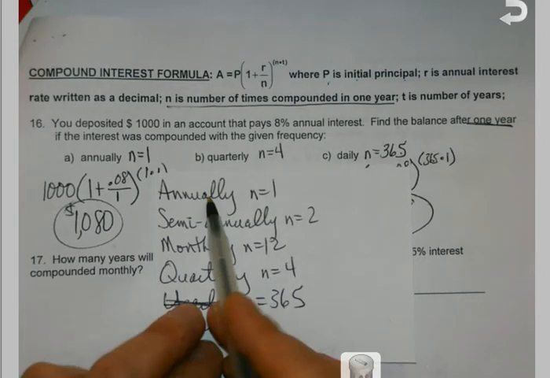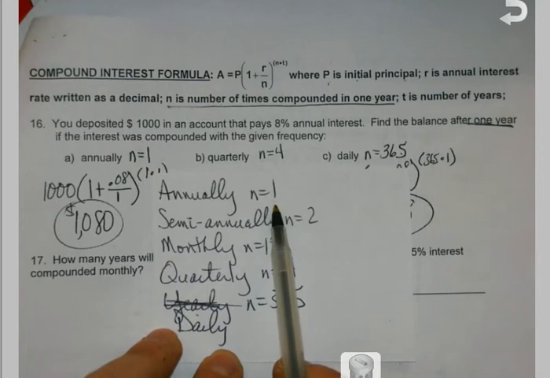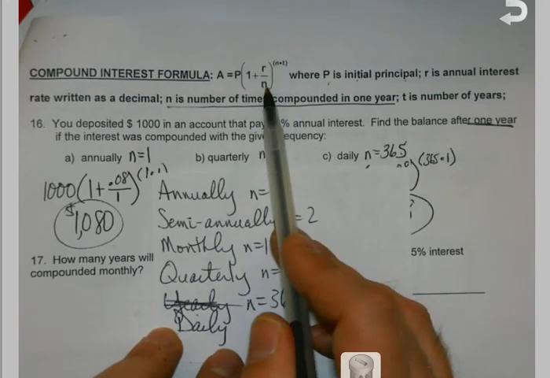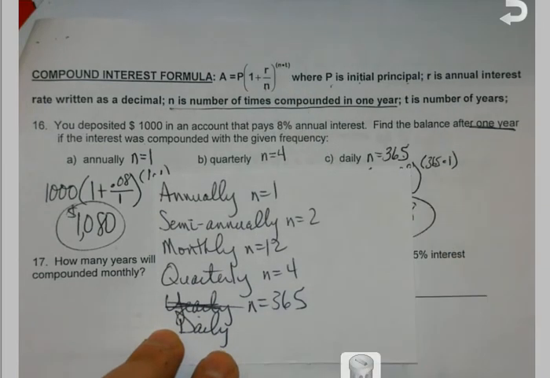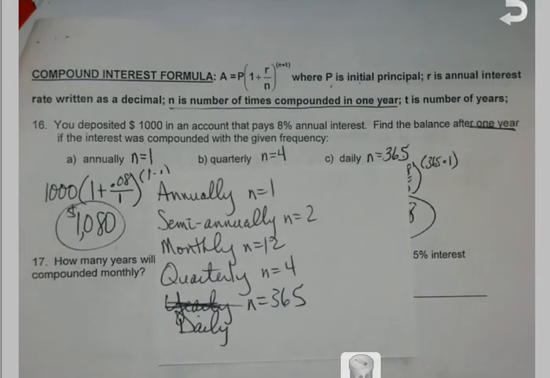So if you're told annually, your n value in the formula will always be 1. If it says semi-annually, your n value will always be 2. Monthly, your n value will always be 12. Okay? These aren't going to change problem by problem. Quarterly is 4. Daily is 365.